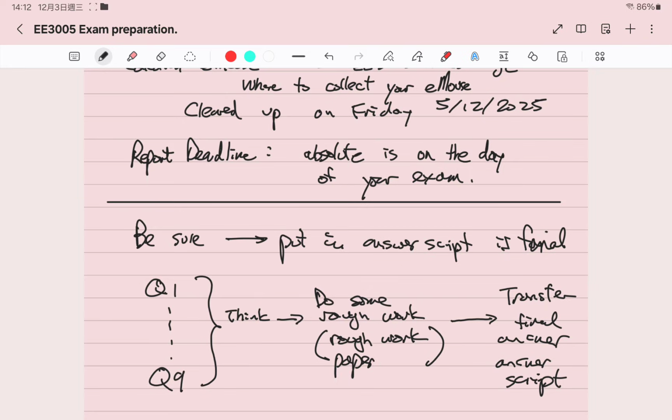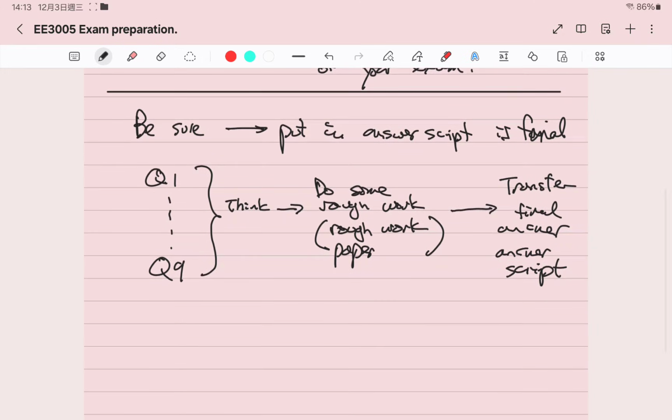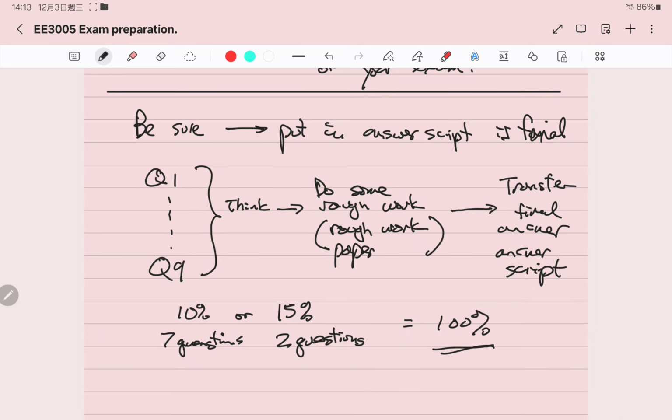Now the next thing is, since there are 9 questions, each question will be 10% or 15%. If you do the mathematics, you'll notice that there are 2 questions worth 15%, and 7 questions worth 10%. So altogether it is 100%.